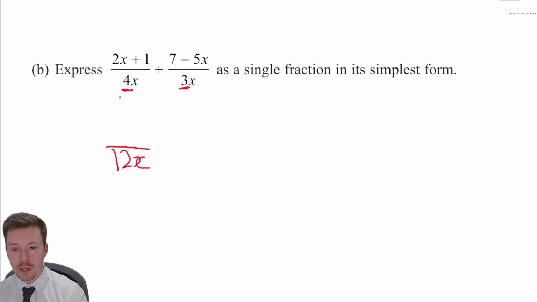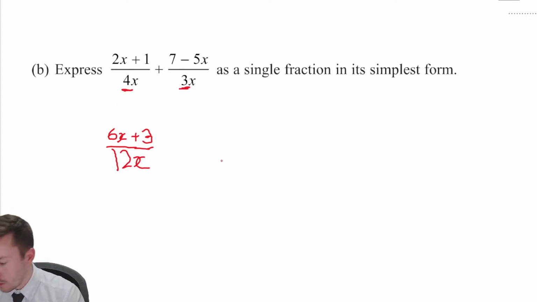And then we times here, top and bottom by 3. So we need to times the top here by 3. That's going to give me 6x plus 3.